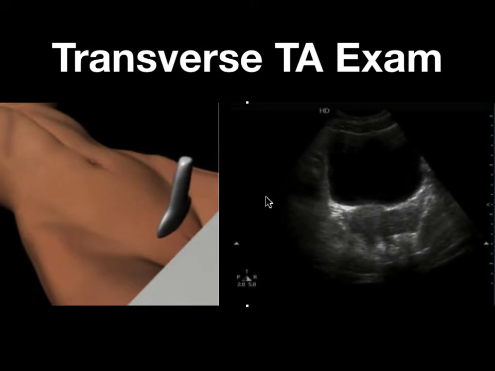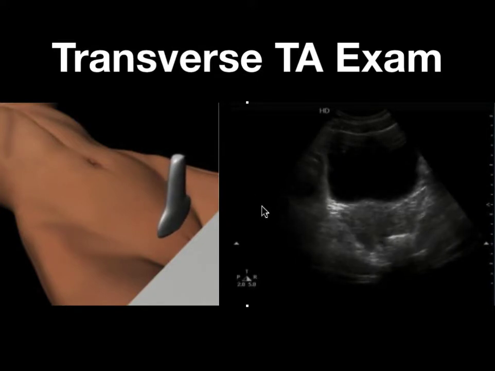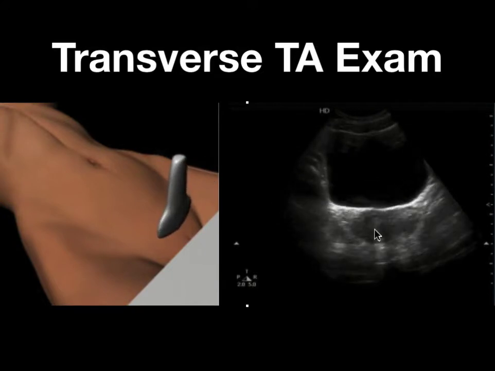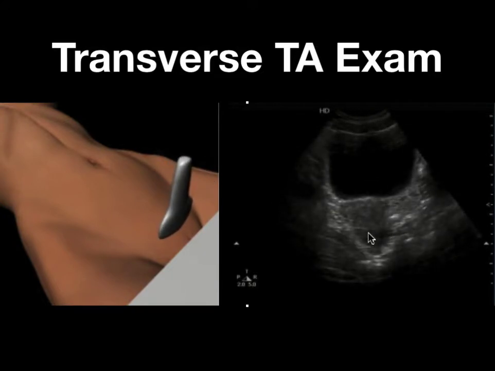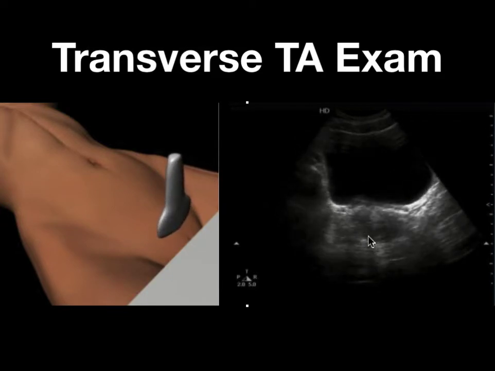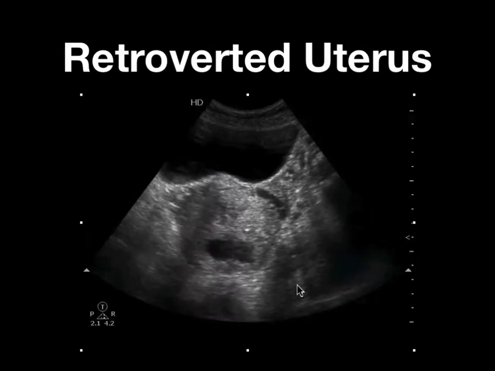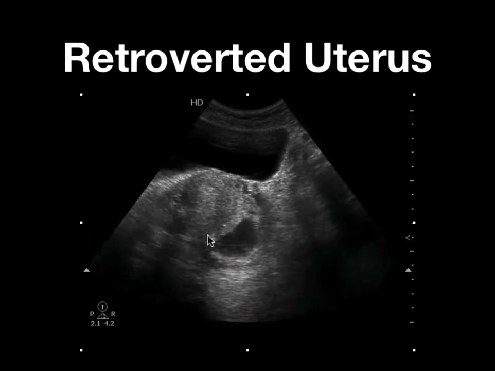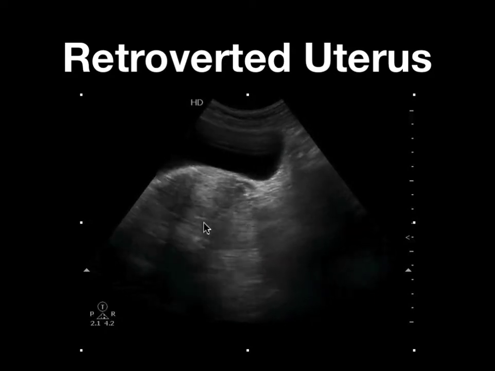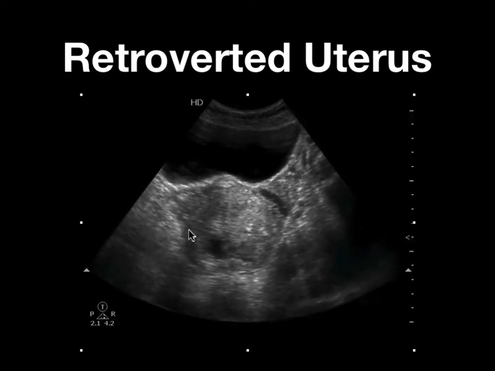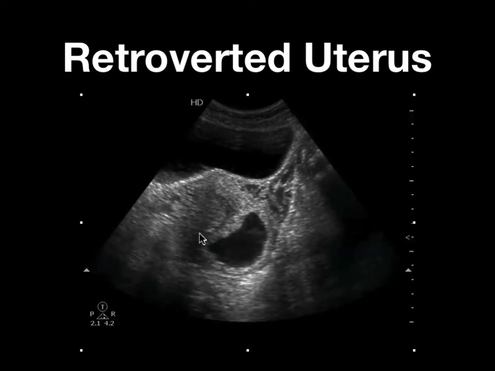You can see that the transducer is going to be angled in a caudal and then cephalad direction, sweeping from the cervical region all the way up to the uterine fundus. This way you are able to fully assess the uterus. Here we have the transverse sweep in the patient with the retroverted uterus. Again, it's going to be the same thing. You're going to angle the transducer so that you're able to fully evaluate from the fundal region all the way down to the cervix. Now let's look at the endovaginal exam.